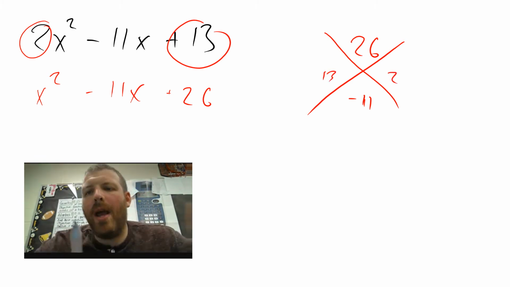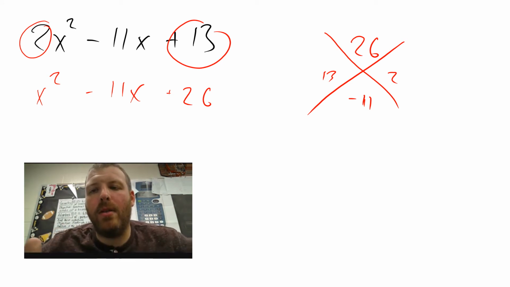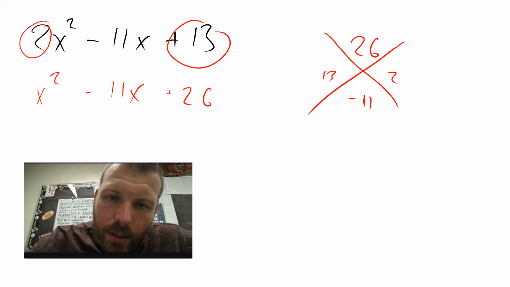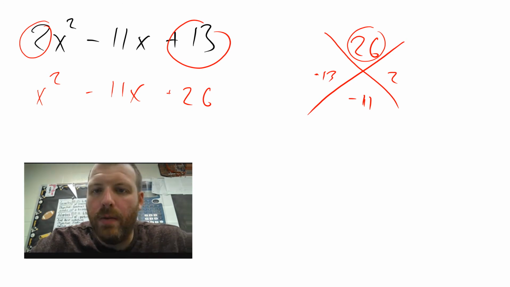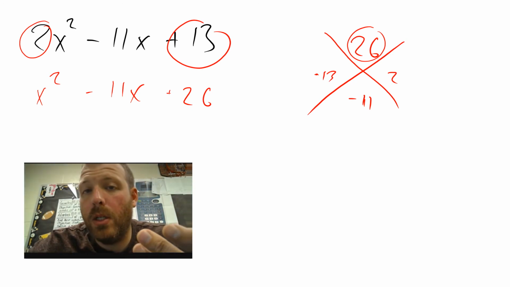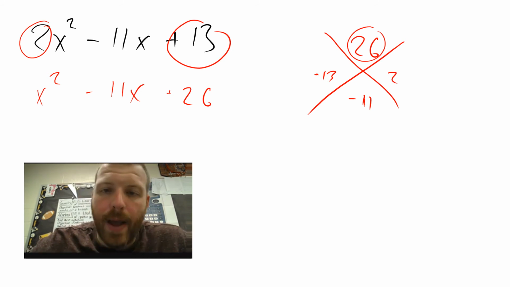But there's no way that I can multiply these two things together and add them to get negative 11. See, I can make this 13 negative, but that would make this 26 negative, which doesn't work, right? Negative 13 plus 2 would be negative 11, but it wouldn't be positive 26. So we need to think about factors.